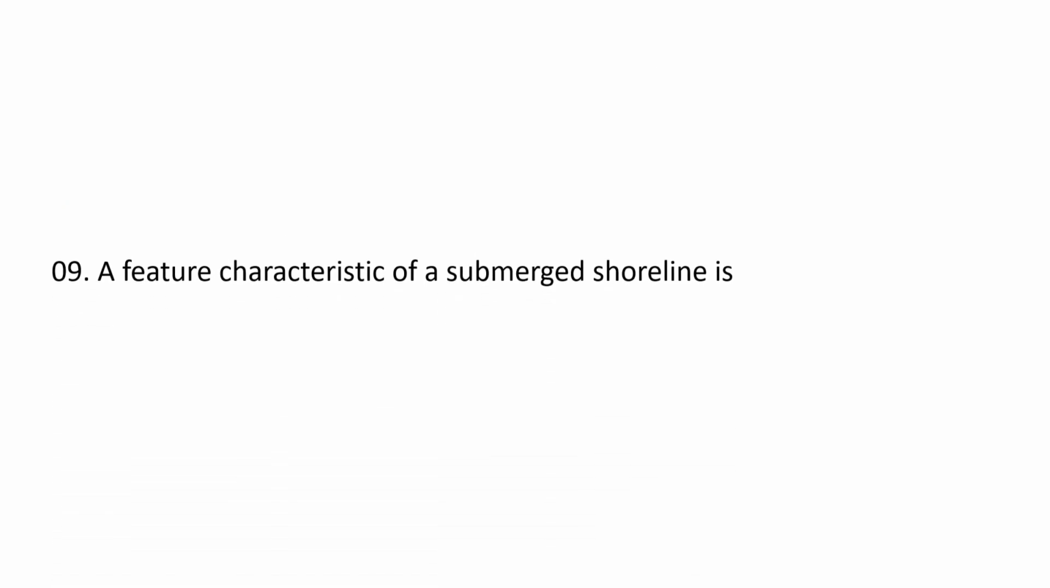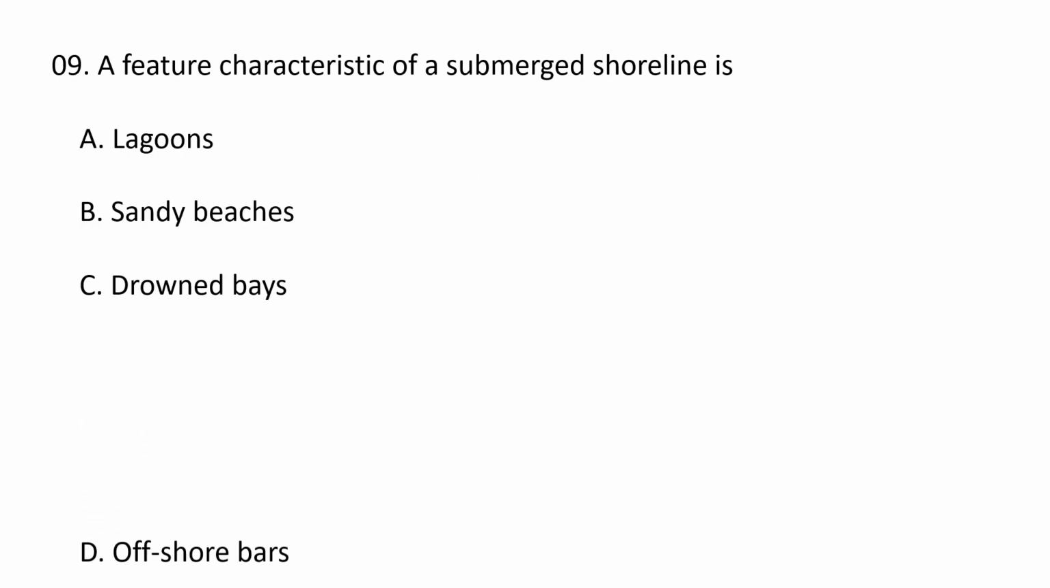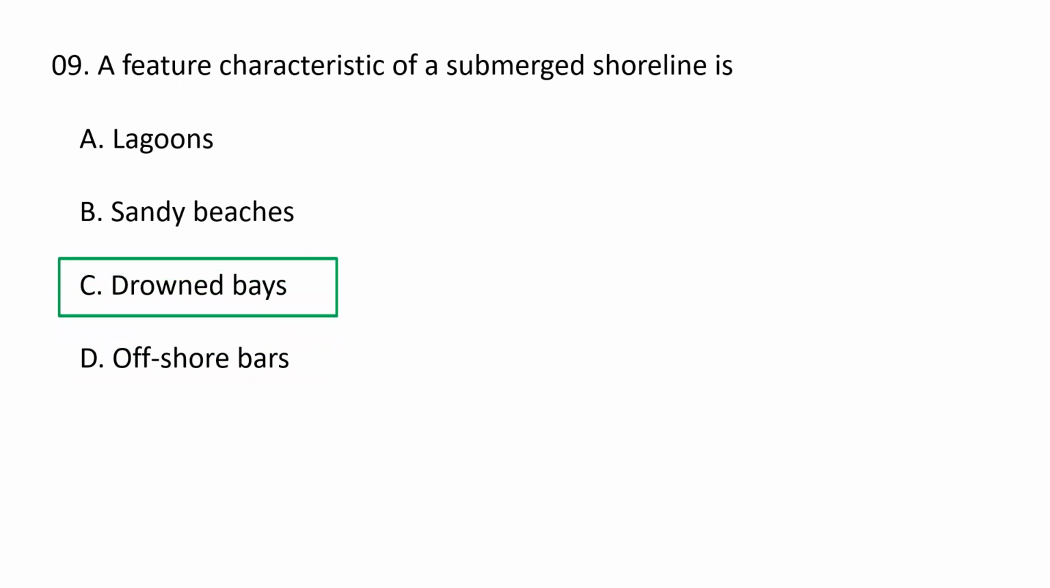Next question. A feature characteristic of submerged shoreline is: A. lagoons, B. sandy beaches, C. drowned bays, D. offshore bars. A feature characteristic of submerged shoreline is nothing but the drowned valleys, and these are also known as estuaries. Estuaries are confined bodies of water that occupy the drowned valleys of rivers that are not currently building open coast deltas. So the feature which is characteristic of submerged shoreline is drowned bays.